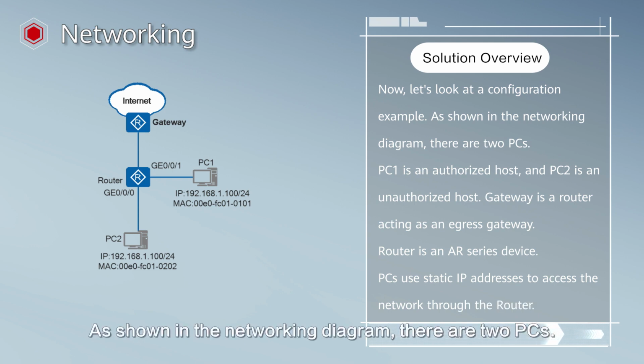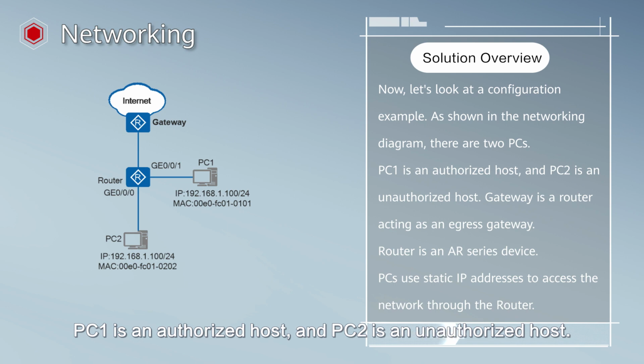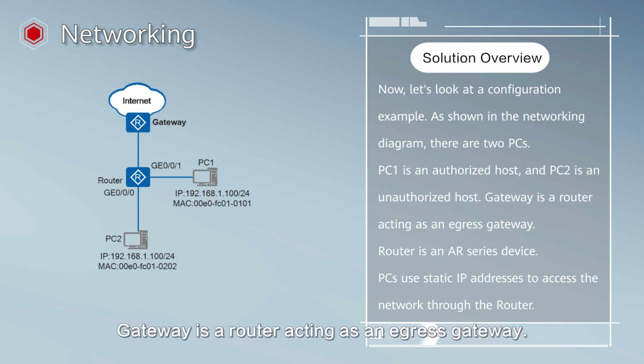As shown in the networking diagram, there are two PCs. PC1 is an authorized host, and PC2 is an unauthorized host. Gateway is a router acting as an egress gateway. Router is an AR series device. PCs use static IP addresses to access the network through the router.